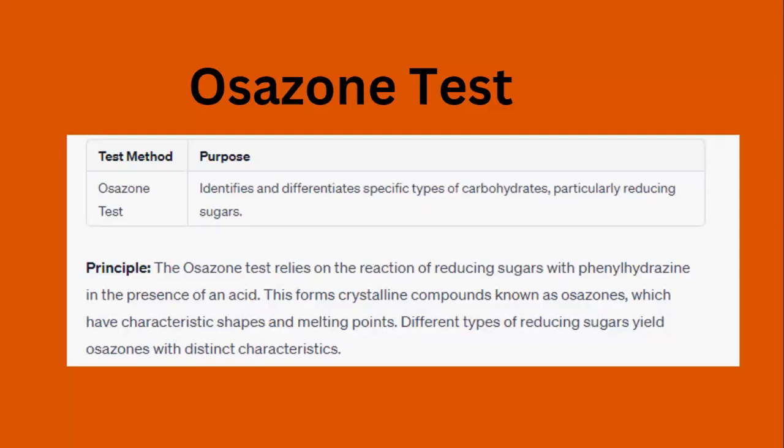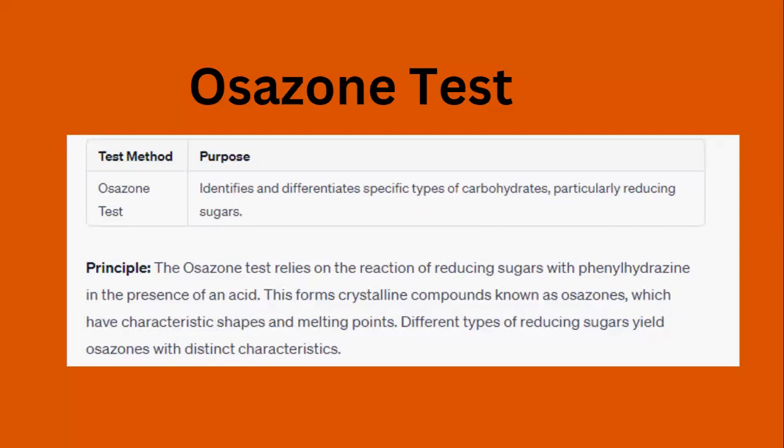In the Benedict's test, you know if it is a reducing sugar. In the Seliwanoff's test, you will know if it has a ketohexose. Suppose you get a positive test for all these. Now the last test is the osazone test. Now this will identify and differentiate specific types of carbohydrates, okay, especially reducing sugars.